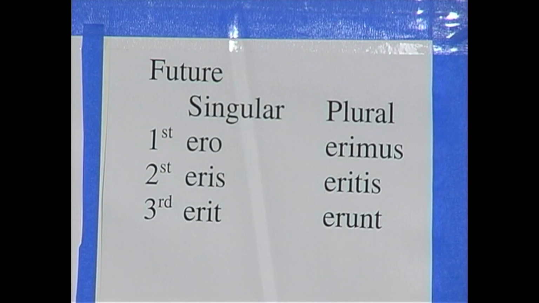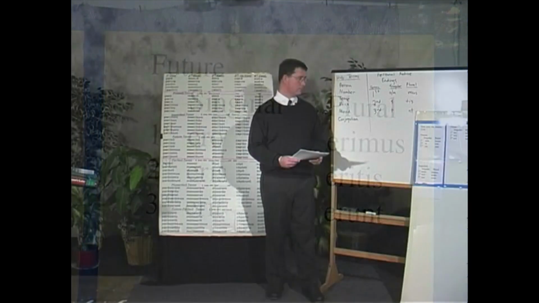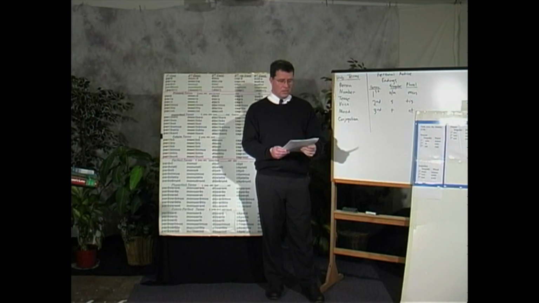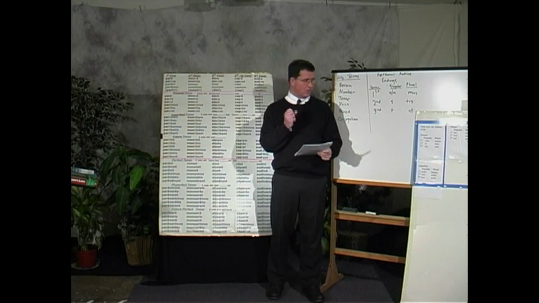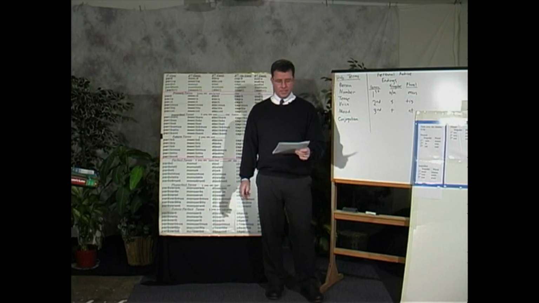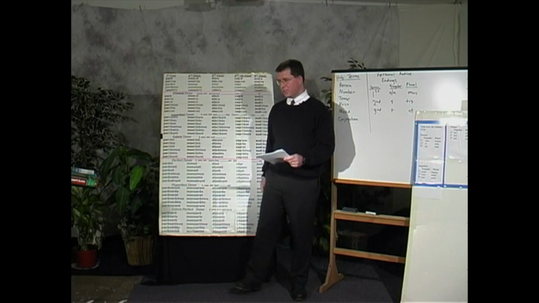So these forms are very important, obviously. This is the verb to be. They must be memorized as conjugations. Okay, now that we've looked at the verb to be, let's look at the rest of the verb system in Latin.